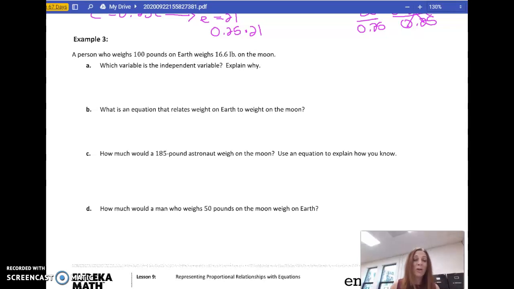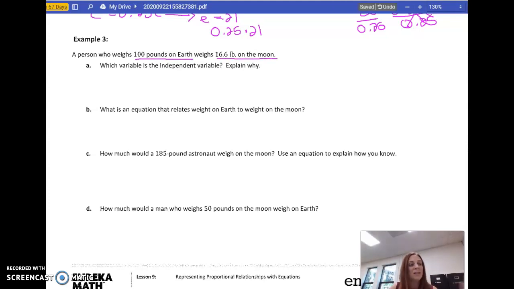All right, one more quick example to show you for lesson 1.9. Again, we're working on representing proportional relationships with equations. So in this one, we're talking about people on the moon. A person who weighs 100 pounds on Earth weighs 16.6 pounds on the moon.